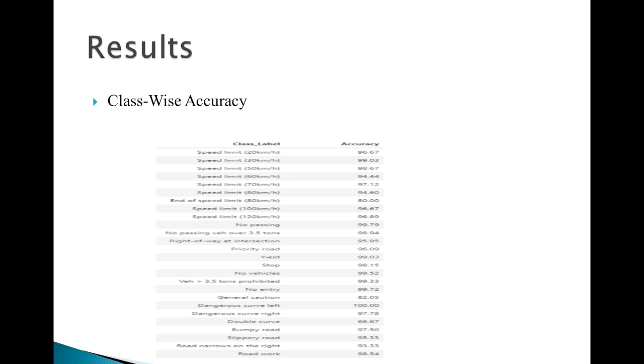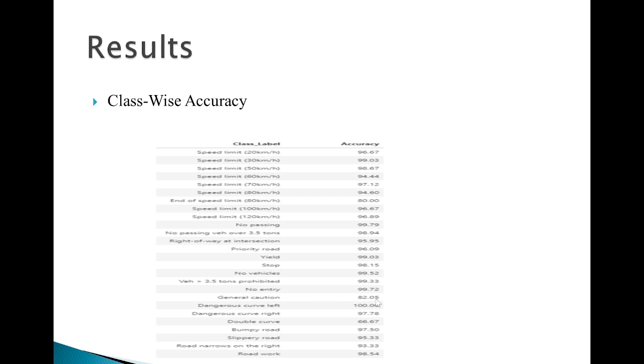Here is Figure 7, where we can see the class-wise accuracy. Here we have end of speed limit 80 kilometers, whose accuracy is 80%, and general caution, which is 82%. So in most cases the results show good accuracy. However, in some categories the accuracy might not be good.